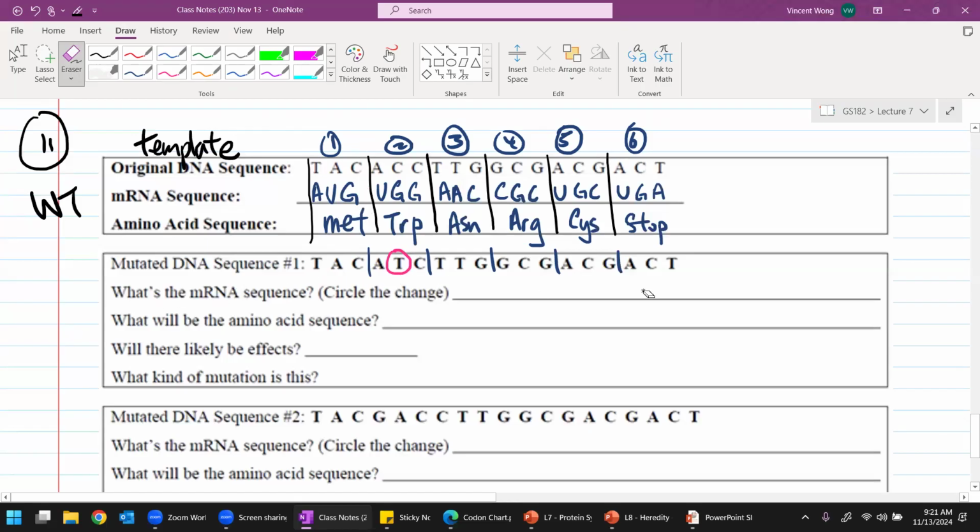So now we're going to go ahead and do the transcription. So TAC will be AUG. It's no longer lined up, but that's okay. ATC will become UAG. And the rest would be the same. Okay. This is the mistake. This is the mutation.